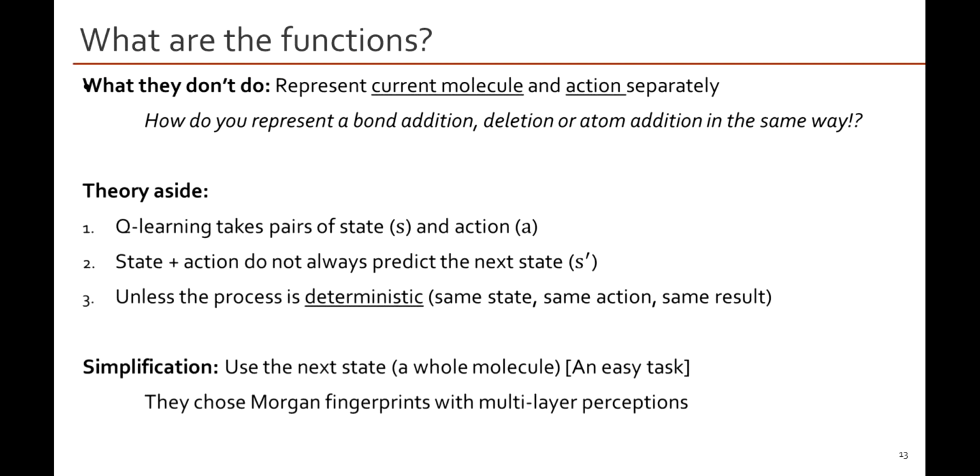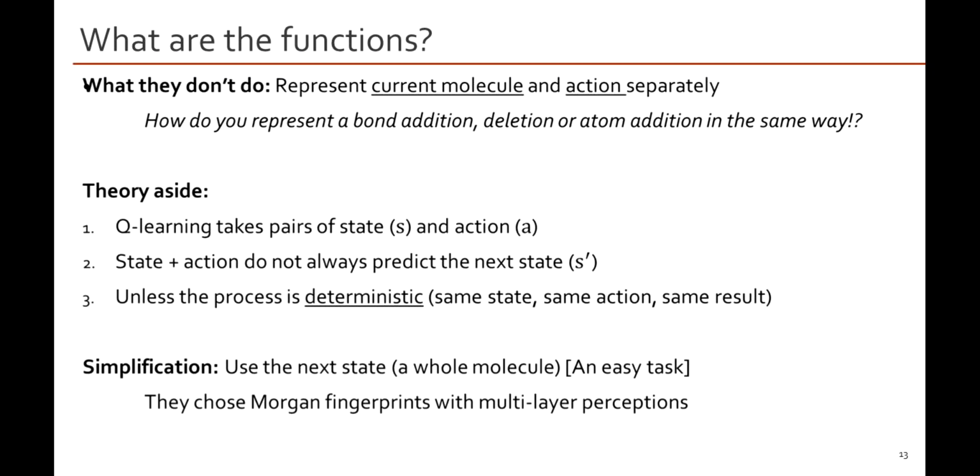But what Zhu and others decided to do instead was to realize that because Q learning takes a state and action, and even though in many systems that are, say, probabilistic, choosing a certain action in a certain state doesn't always give you the same result, for molecule design, taking a specific action and applying it to a molecule always yields the same next molecule. So what they chose to do is describe their state and action pair as what the resultant state should be, which is, again, an entire molecule, and that is an easy task.